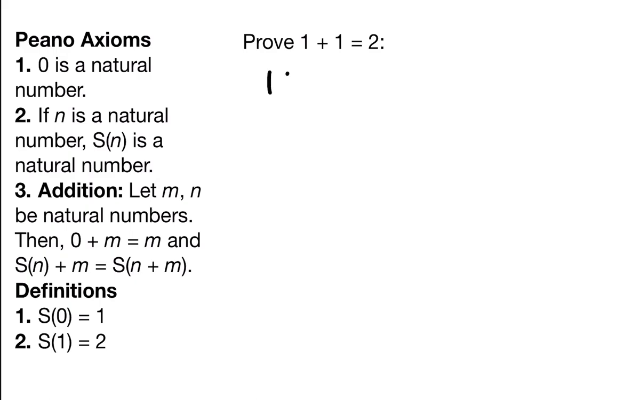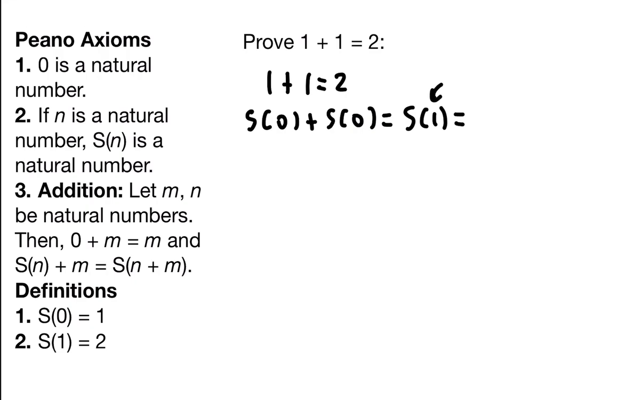So first, we're going to write our equation, 1 plus 1 equals 2. And now we're going to rewrite it using the successor function. S of 0 plus S of 0 equals S of 1. But remember, S of 1 is really just S of S of 0. So we have S of S of 0.